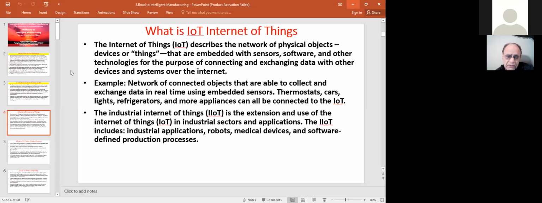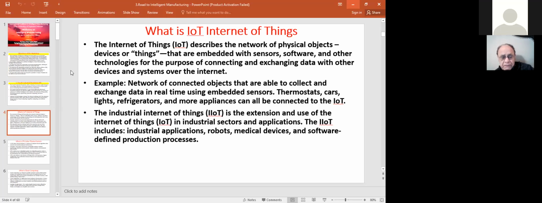Now, for example, a network of connected objects is able to collect and exchange data in real time because of embedded sensors. These embedded sensors are in thermostats, car lights, maybe refrigerators, appliances, and connected to IoT. They are data generators, really. These sensors pick up data like speed, acceleration, shake time, and other kinds of data, temperature, pressure, maybe.